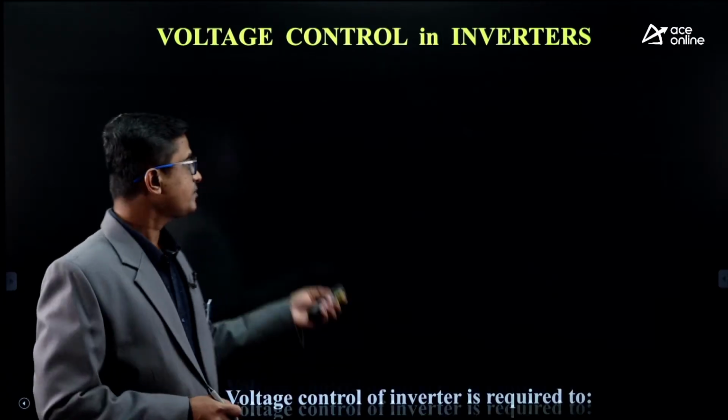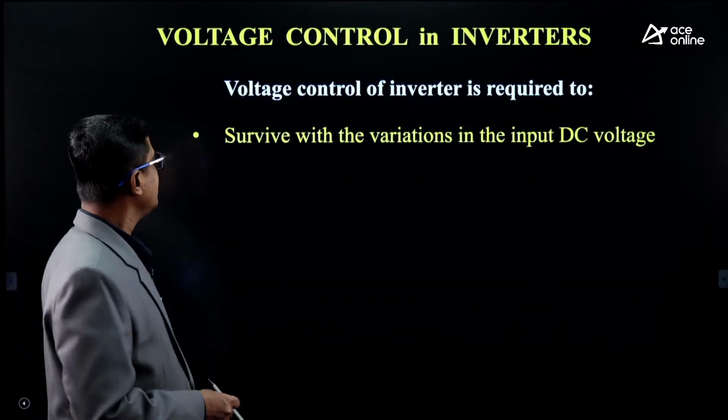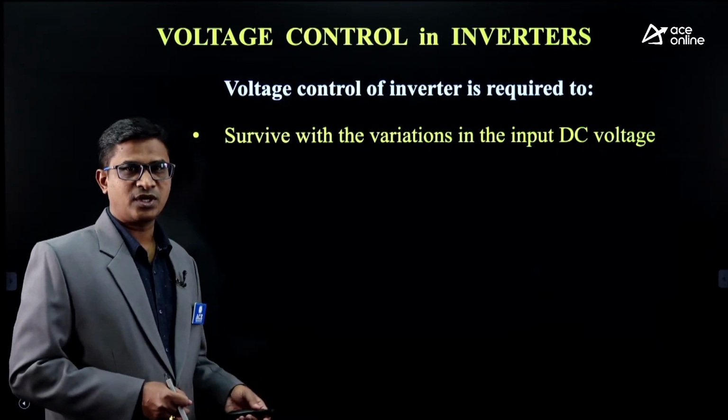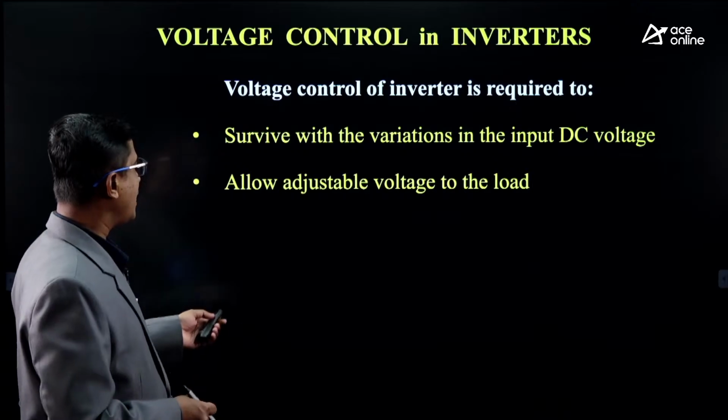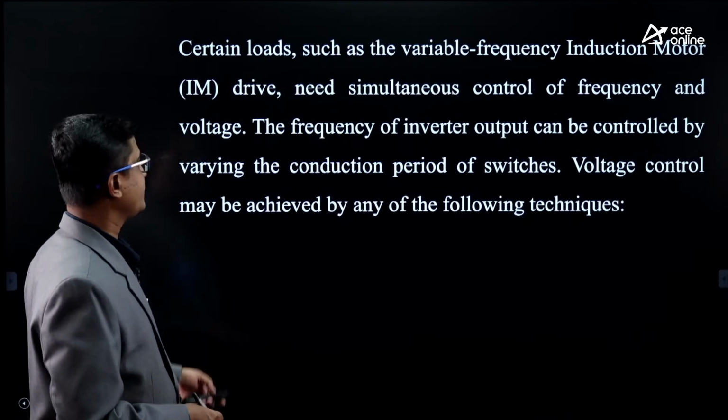So voltage control in an inverter is required to cope with the variation in the input DC voltage, just now whatever we discussed, and to allow adjustable voltage to the load.